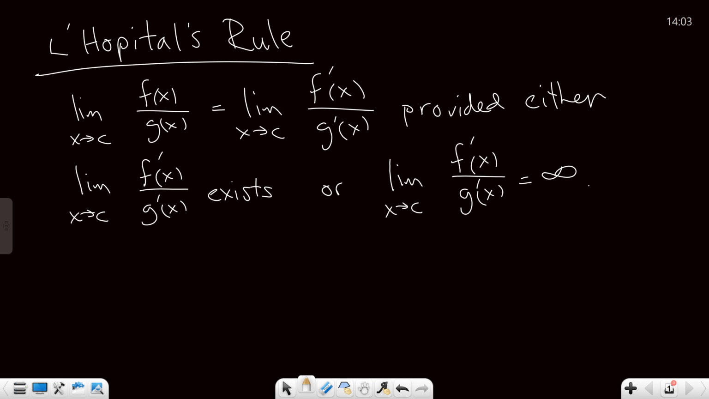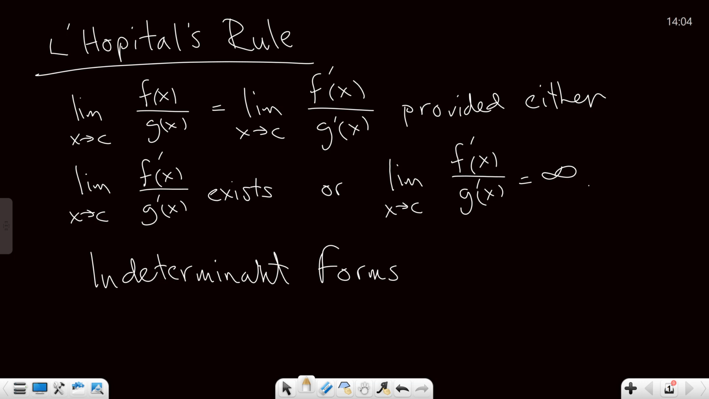We're going to get into something called indeterminate forms. You've seen these before. You just didn't know they were called indeterminate forms. If we can get to the indeterminate forms, then we can apply L'Hopital's rule.